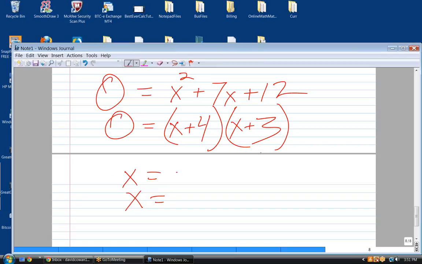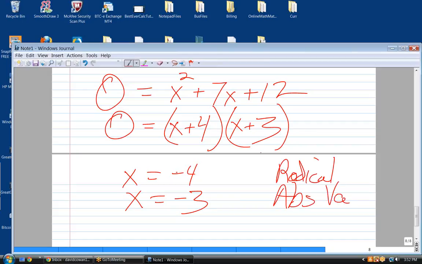Would be negative 4 and negative 3? Yeah. Now, there are 3 types of equations that tend to produce extraneous solutions. One of them is radical signs. The other is absolute value, and the third is logarithmic. This almost always gives you an extraneous solution.